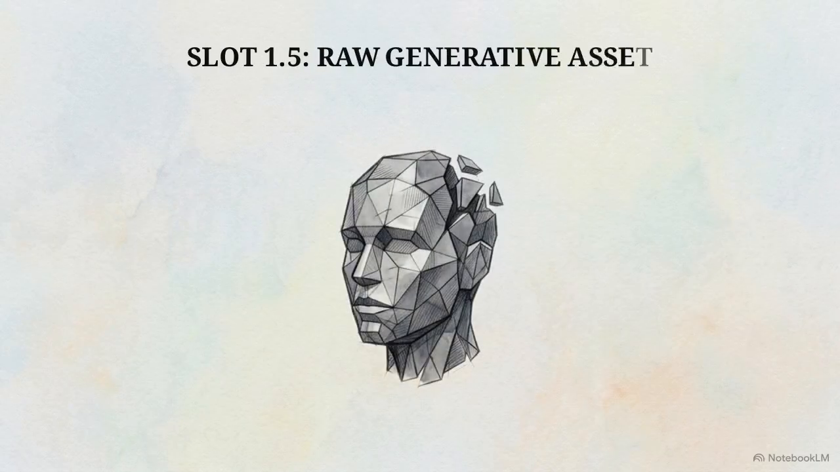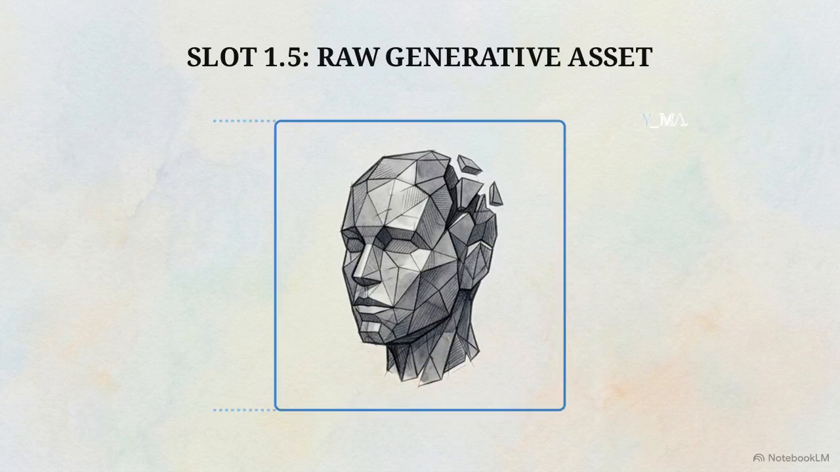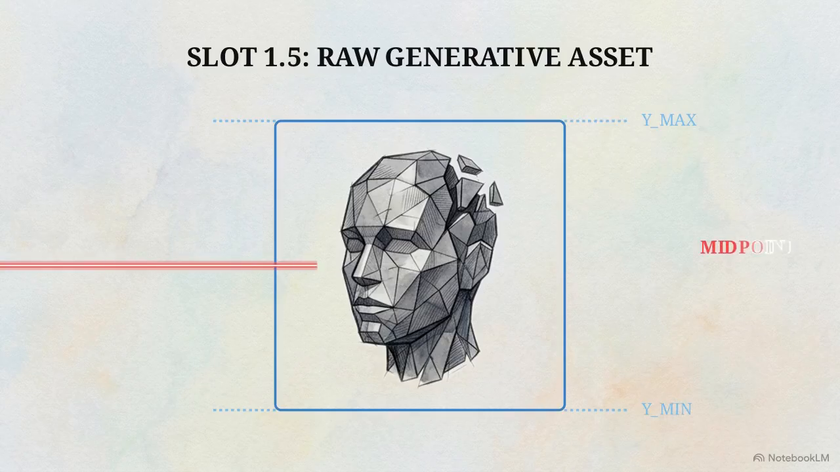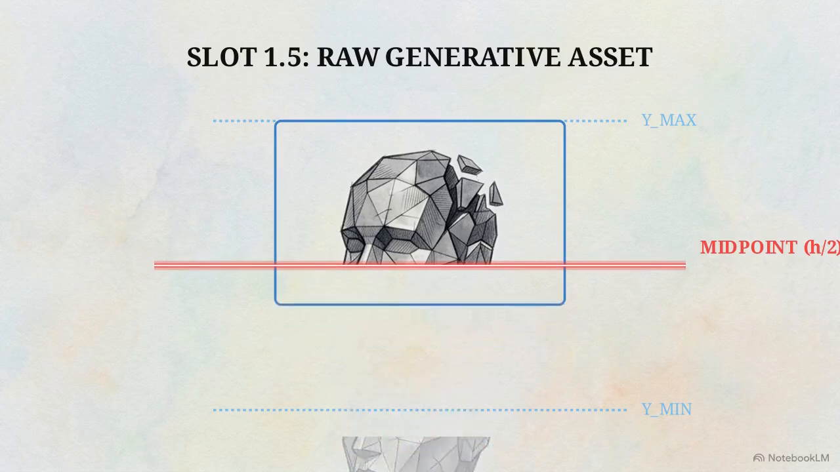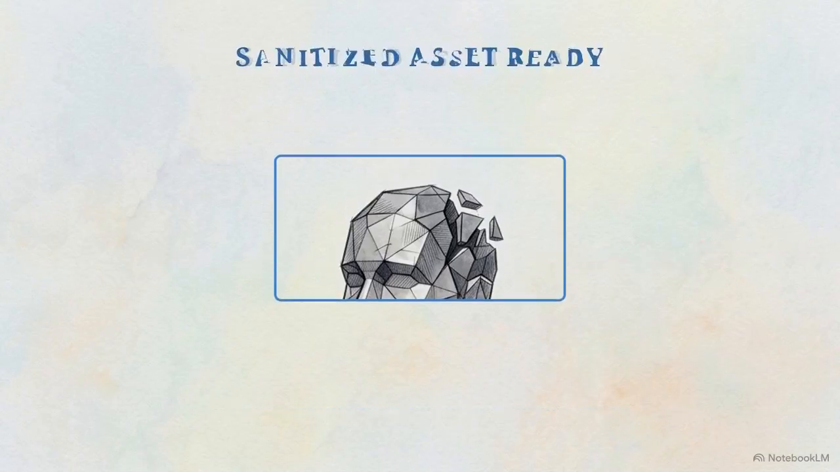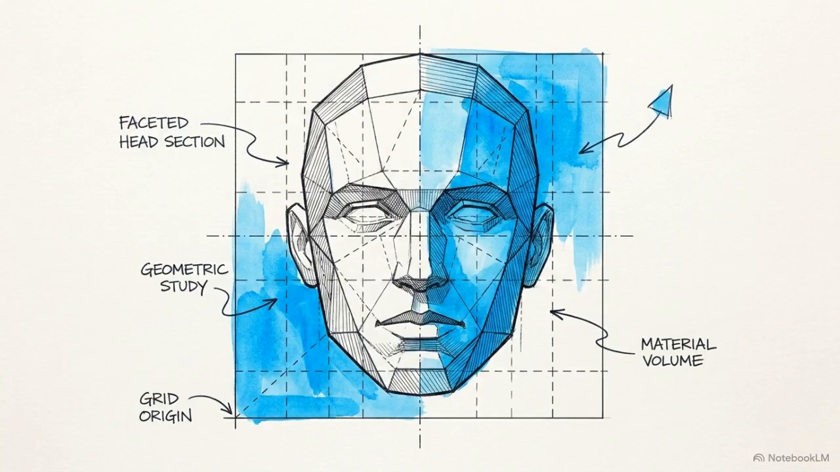In this diagram, a bounding box encapsulates the jagged head geometry. To isolate the usable data, a horizontal plane intersects exactly at the midpoint. This decapitation slice aggressively discards all non-essential geometry below the neck. The remaining geometry undergoes headless sanitation protocols.